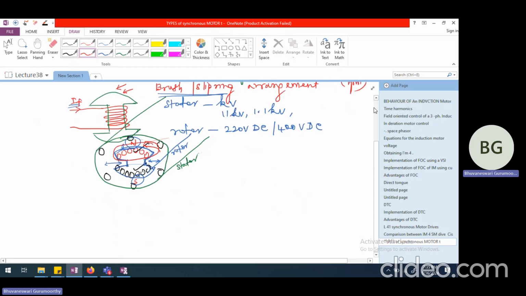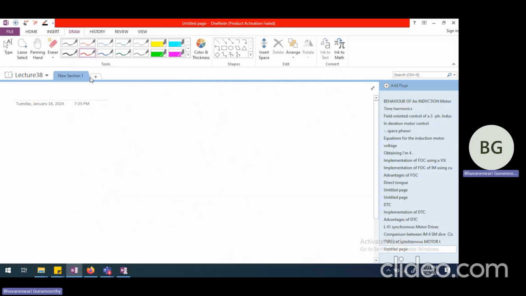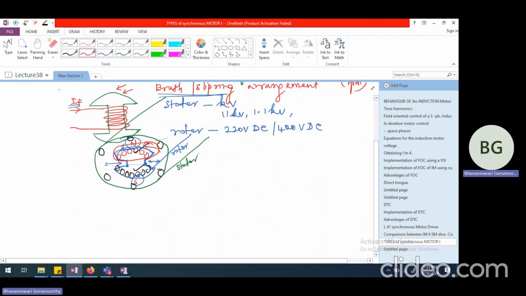The second type of synchronous machine, apart from the wound field synchronous motor, is the permanent magnet synchronous motor.